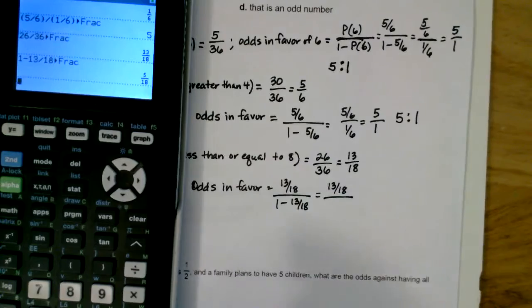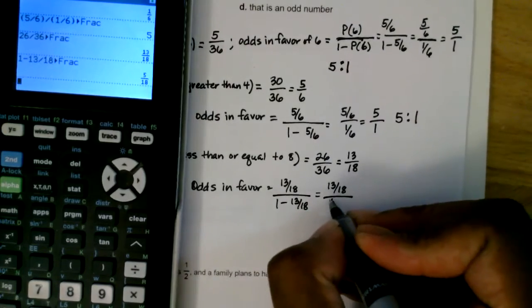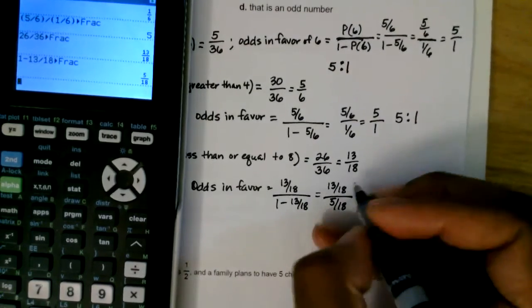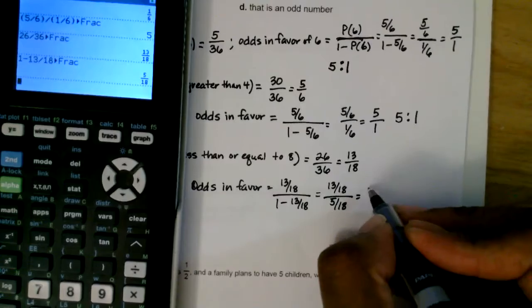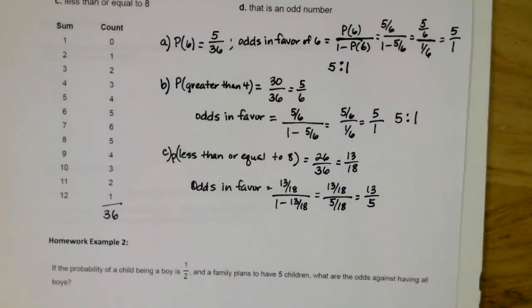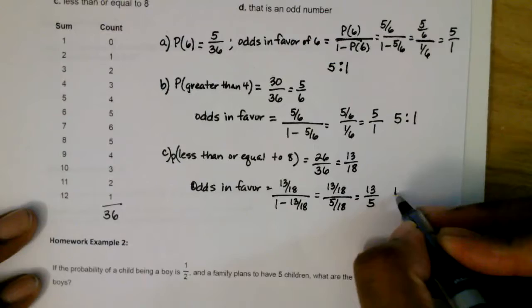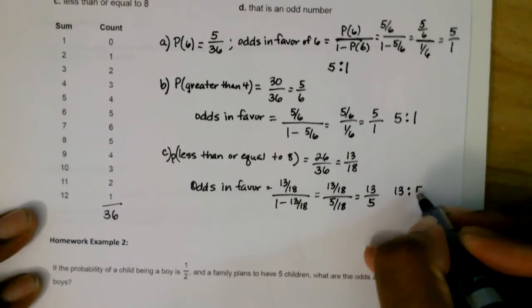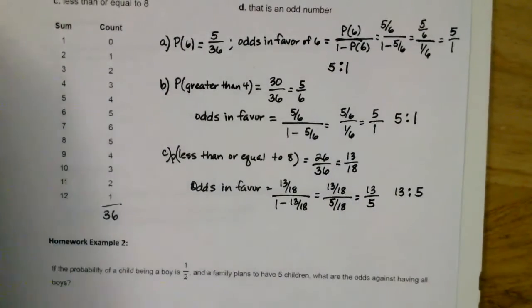As a fraction, it'll be 5 over 18. But here, these 18s are going to divide out. You'll be left with 13 over 5. And if I write that as a ratio using the 2 dots, 13 to 5. So the odds in favor of rolling a sum less than or equal to 8 will be 13 to 5.